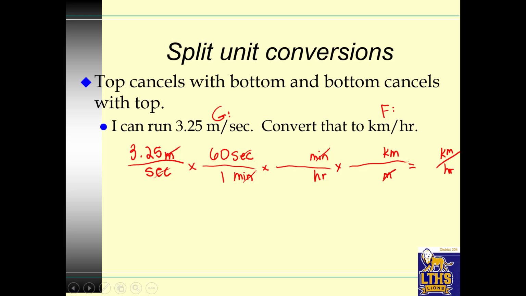60 minutes for every 1 hour, and that's our time units. And then kilometers, what's bigger? Our kilometer's bigger, and there's 1,000 meters in a kilometer. So then we do the math, 30.25 times 60 times 60 divided by 1,000, and we find out that I can run 11.7 kilometers in an hour. Believe it? Look it up. See if it's possible for me to do that.